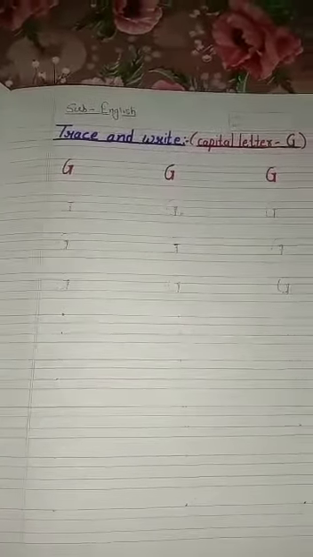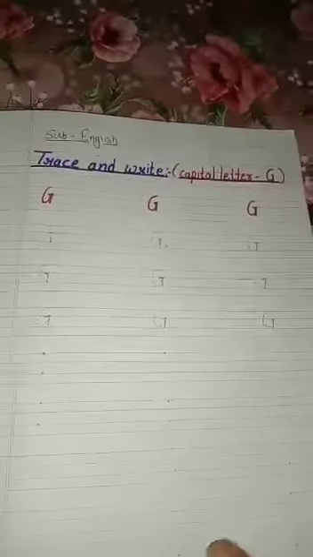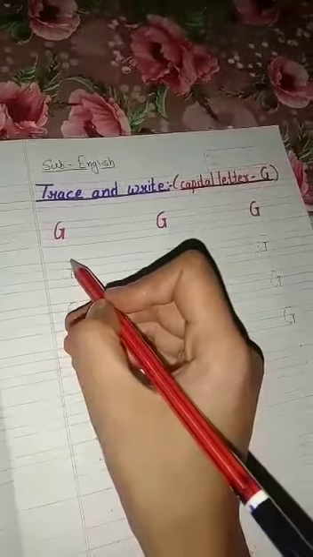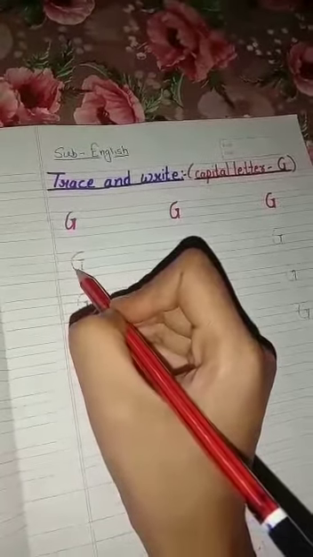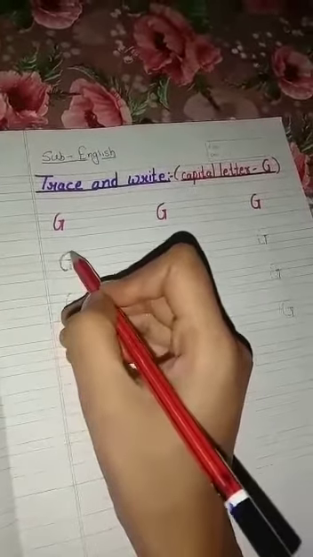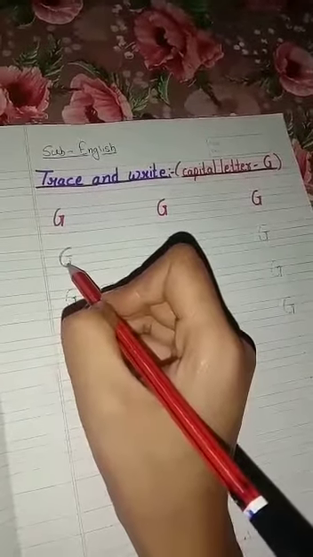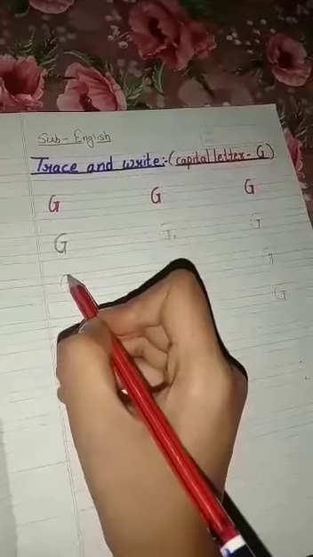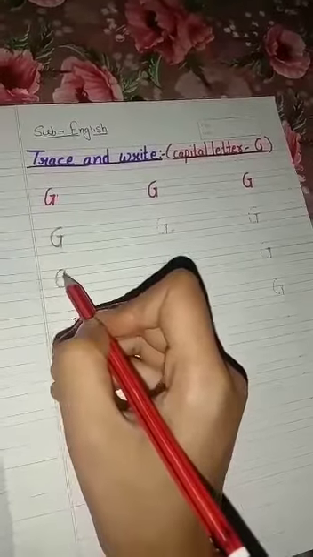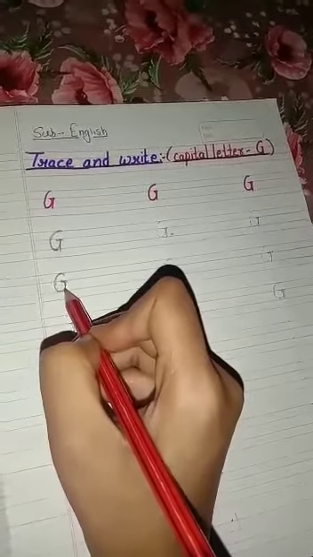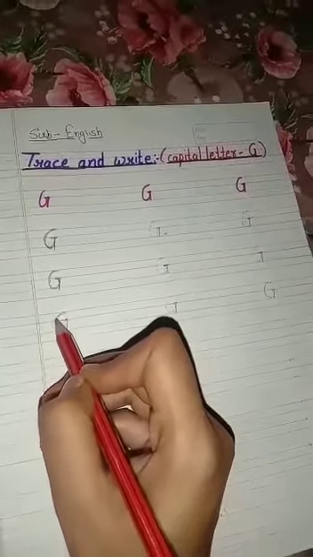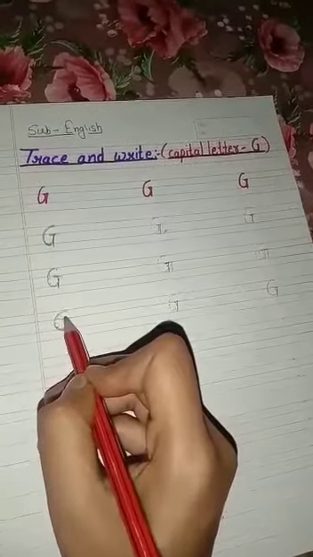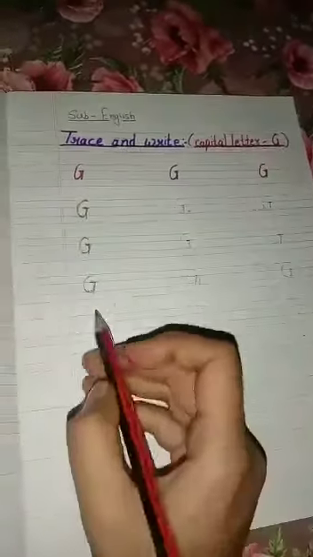So firstly we will learn how to write capital G. So firstly we'll learn how to trace. To write capital G, we'll first make a curve, okay, like this. Firstly draw a curve and then draw a small sleeping line and one standing line, like this.